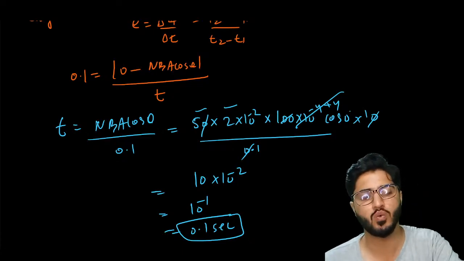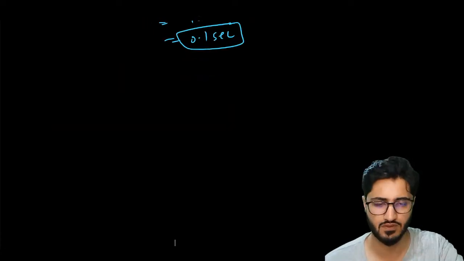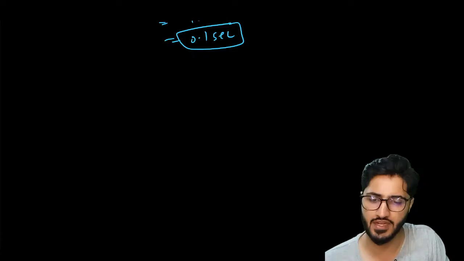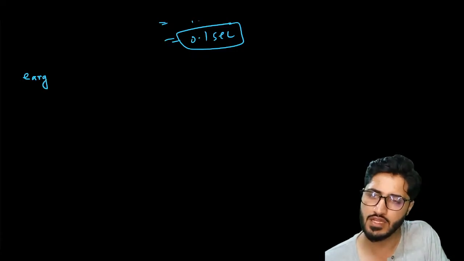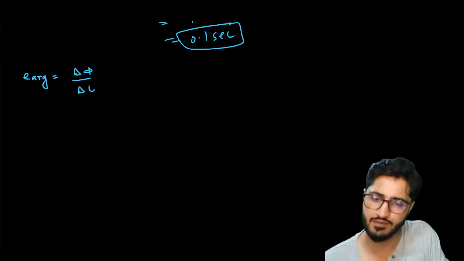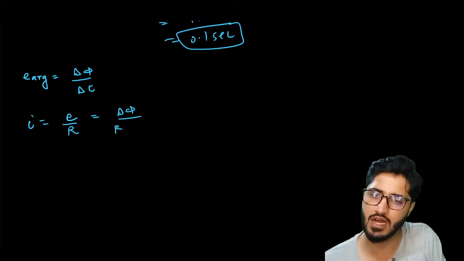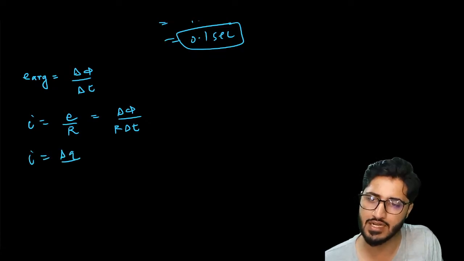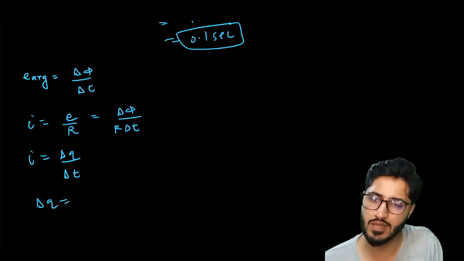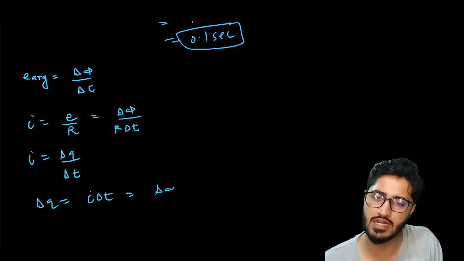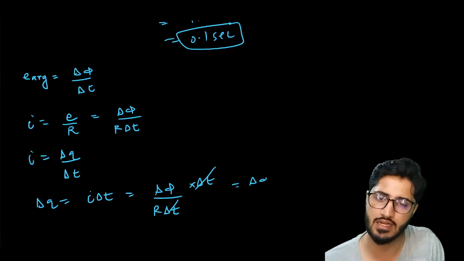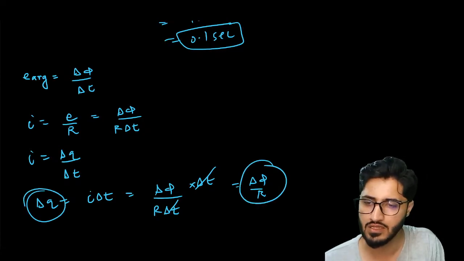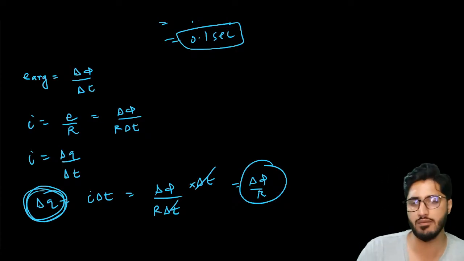Look better. I guess we know one thing now. Basically, what is E average? Sir, E average is delta phi by delta t. Done. What is I? Is it E by R? What is E? Is it delta phi by R delta t? Clear? One more thing, that I equals delta Q by delta t, na? Rate of flow of charge. Therefore, delta Q equals I delta t. I is delta phi by R delta t into delta t. Cancel out, so my answer came out to be delta phi by R. Charge flow came out to be delta phi by R.